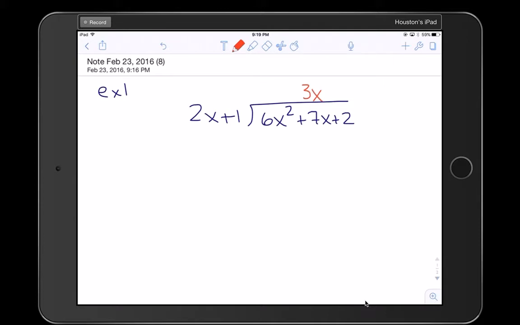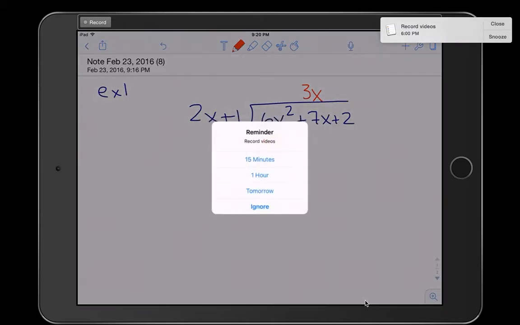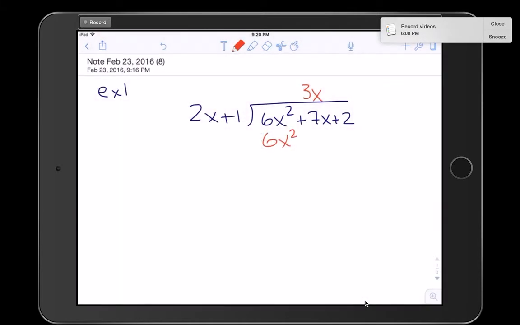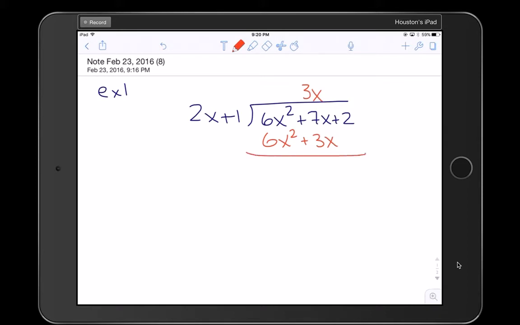So what do I do with that 3x? I'm going to multiply both by the 2x and the 1. So 3x times 2x is 6x squared. And 3x times 1 is 3x. And then we subtract those, if you remember long division.